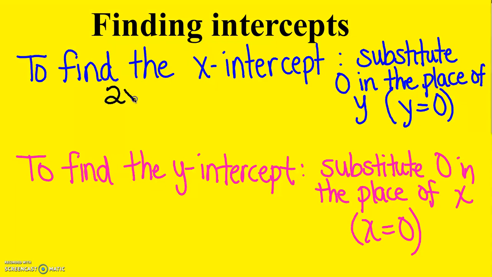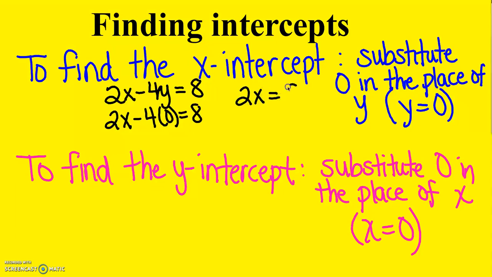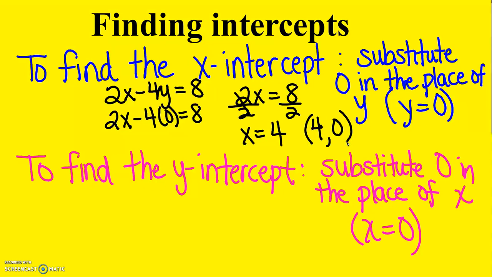All right, if I have 2x minus 4y equals 8. To find the x-intercept, I'm going to put 0 in for y. So 2x minus 4 times 0 equals 8. So that's basically 2x equals 8 because 4 times 0 is 0. So I divide by 2, and my x-intercept is 4. If I write that as an ordered pair, x is 4 and y is 0.